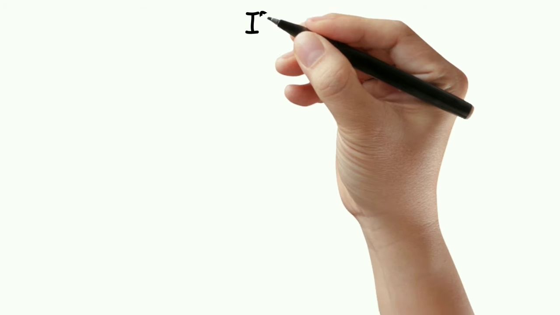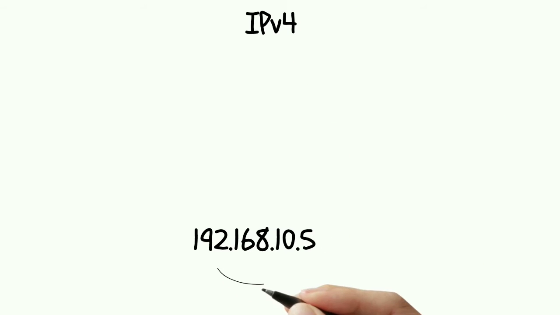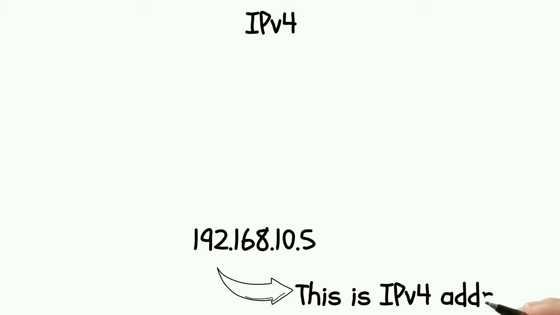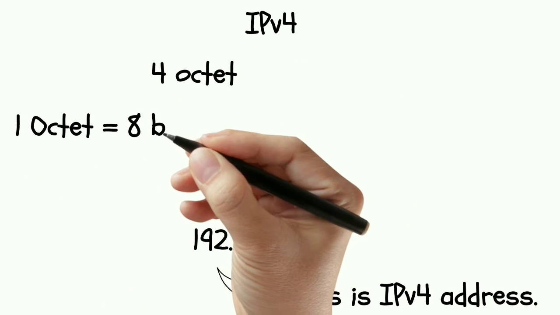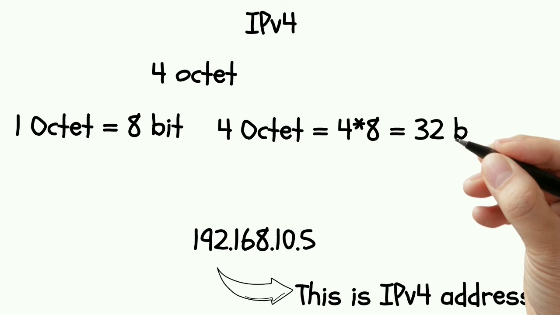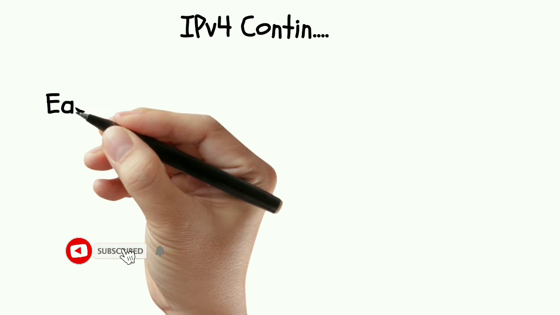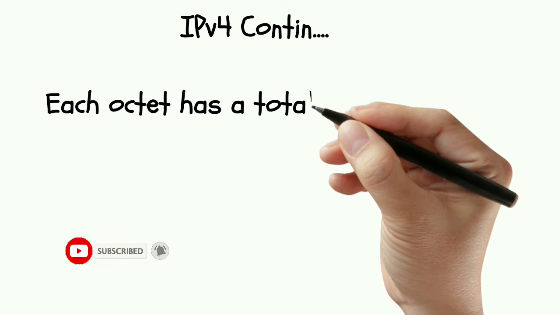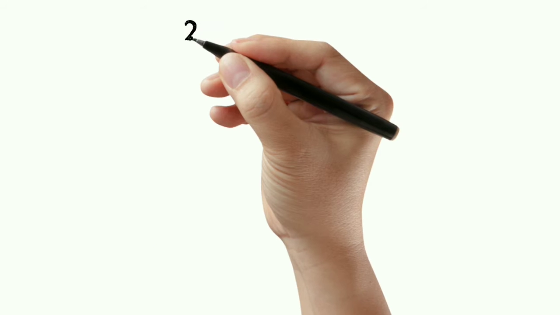Below is an example that shows IPv4 addresses. IPv4 has 4 octets. In each octet there are 8 bits. So in 4 octets it has a total of 32 bits. Each octet can hold a maximum of 256 values, that is 0 to 255.